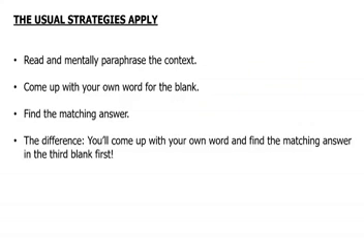So for these, the usual strategies for text completion are in play. The difference is that you're doing the blanks out of what would normally be the logical order for doing the blanks. Just as a reminder, you want to read and mentally paraphrase the context, putting it in your own words and thinking of your own words also for the blanks, obviously. You want to find the answer that matches your own understanding of the meaning of the words and the meaning of the blank. And the difference, again, is that you're going to come up with your own word and find the matching answer in the third or final blank first. So, in other words, this should be familiar territory, just done in a different sequence.